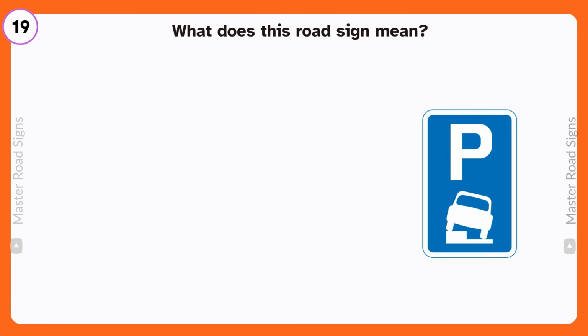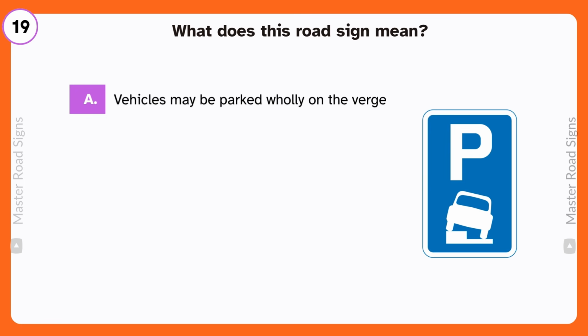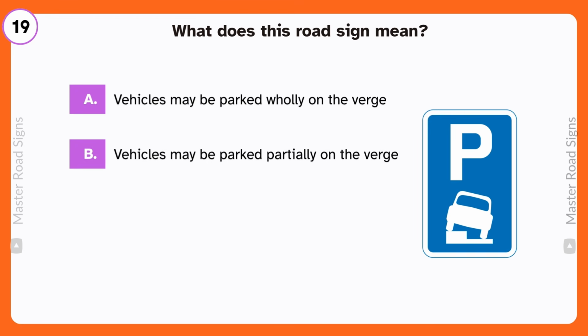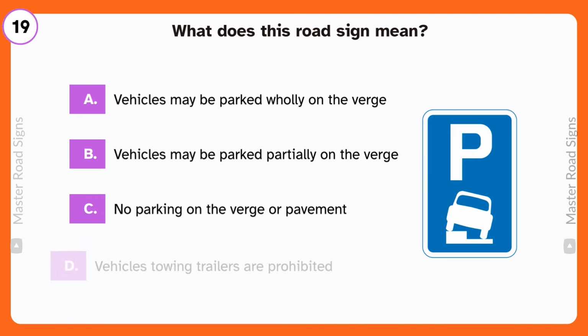Question 19. What does this road sign mean? Option A. Vehicles may be parked wholly on the verge. Option B. Vehicles may be parked partially on the verge. Option C. No parking on the verge or pavement. Option D. Vehicles towing trailers are prohibited.